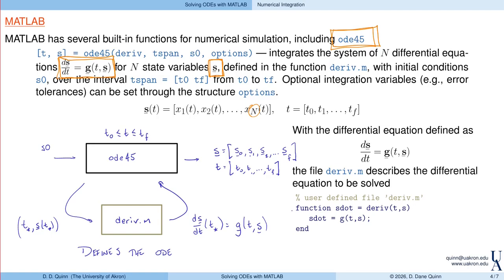But the structure is you have function. This tells MATLAB it's a function. S dot, and that's going to be the output. Deriv, that's the file name, and then these are the inputs. So these two things are the inputs, and S dot is the output. And we'll obviously show you an example of this. But essentially within this function, we are defining the derivatives as a function of time and the state variable.